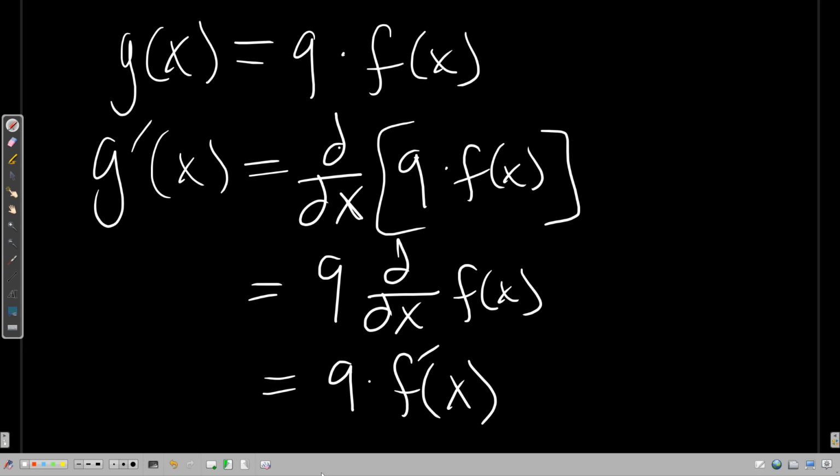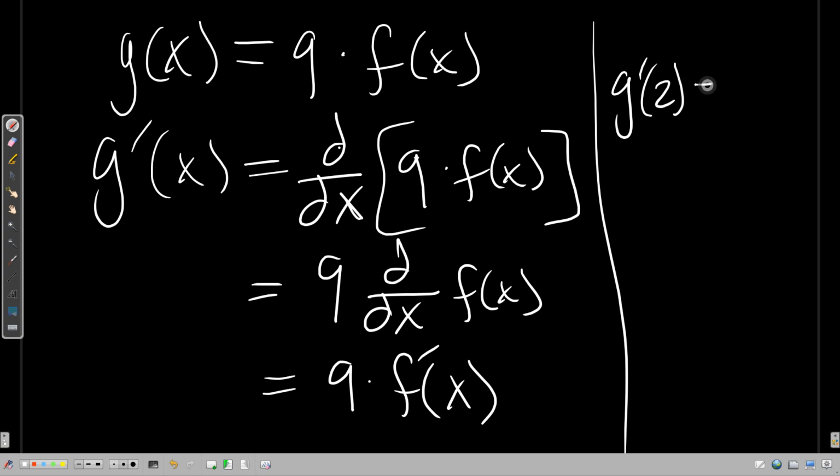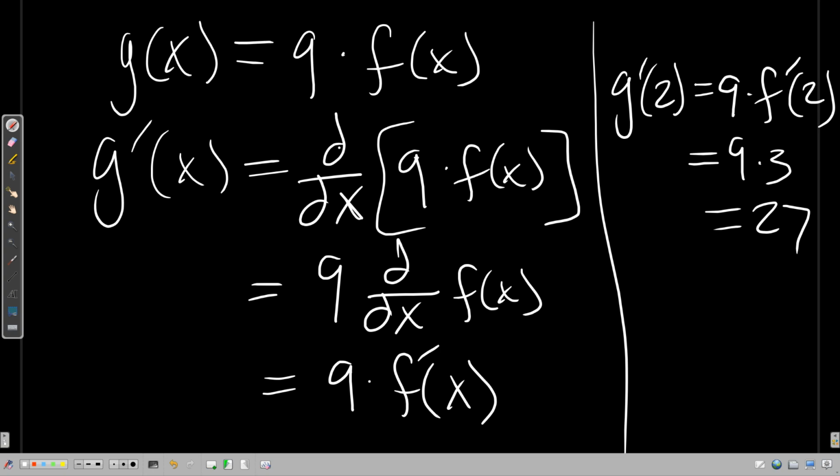And they want us to evaluate it at 2, and f prime of 2 is just 3. So g prime of 2 would be 9 times f prime of 2, and f prime of 2 was 3. So this is 9 times 3, you get 27.